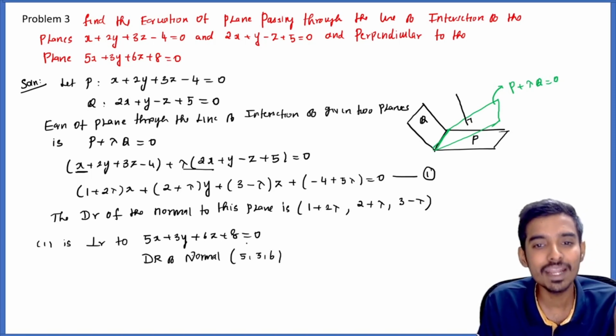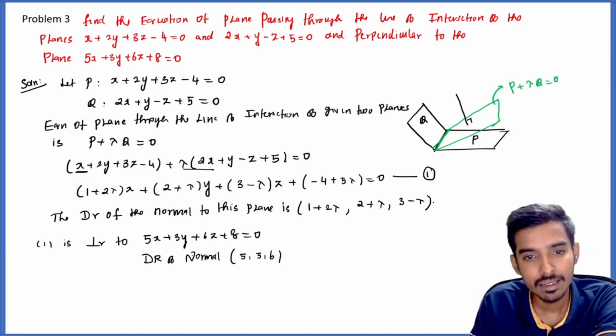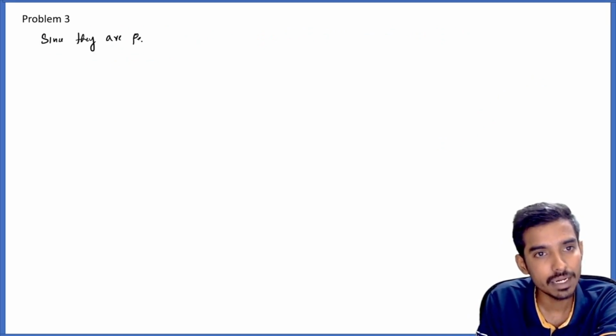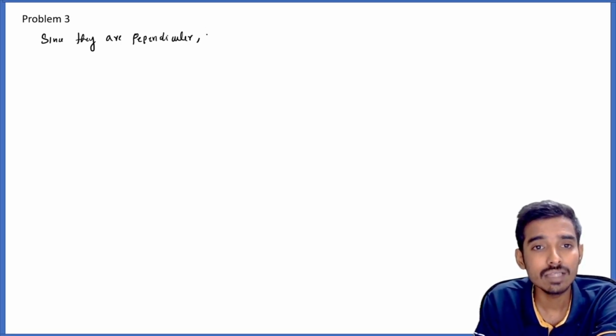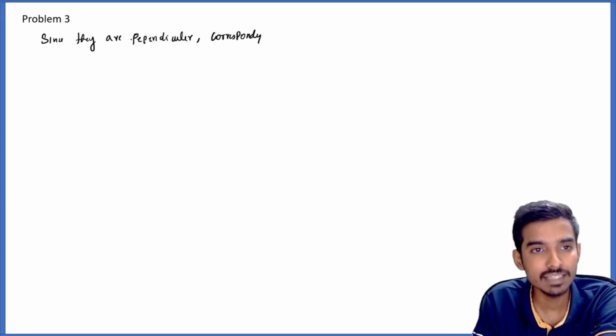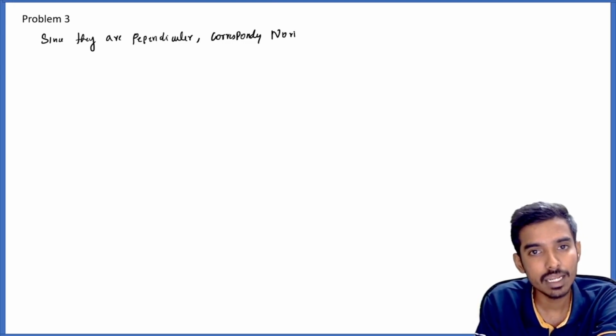Now they are perpendicular. That means what? Since they are perpendicular, the direction ratio of the normal is 5, 3, 6 for this plane. Since the planes are perpendicular, the corresponding normals are perpendicular.